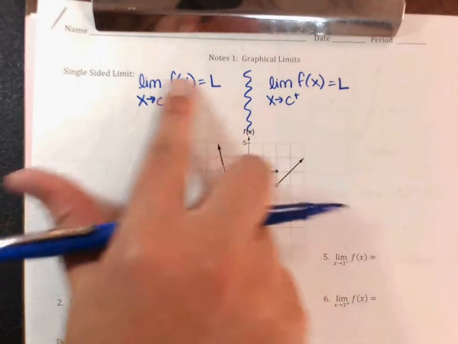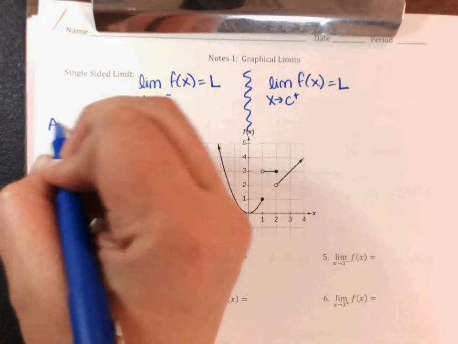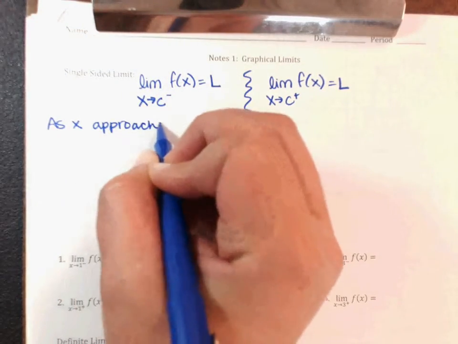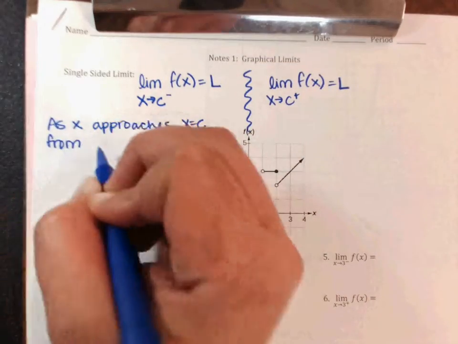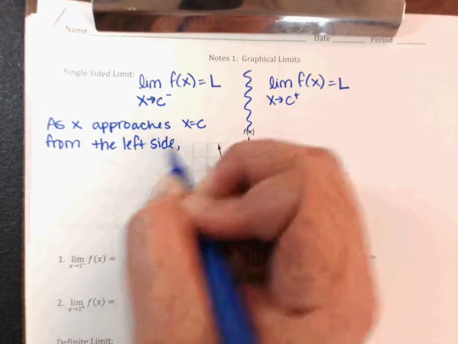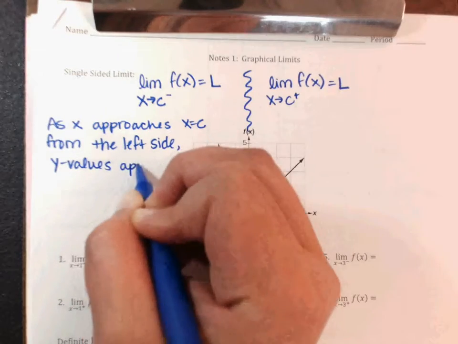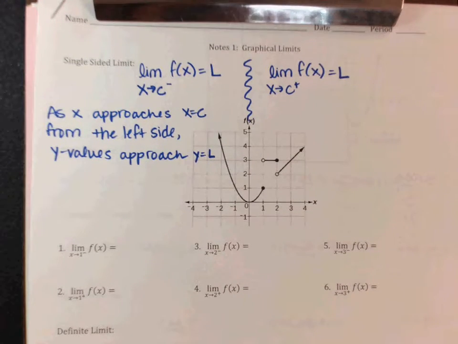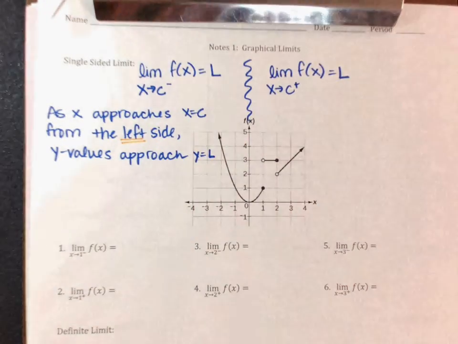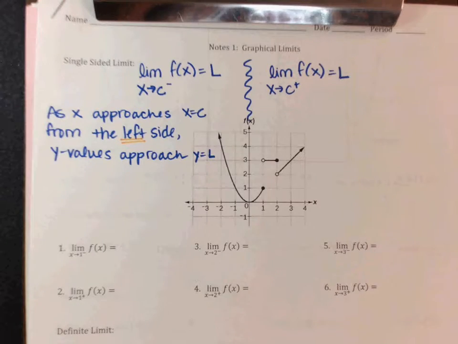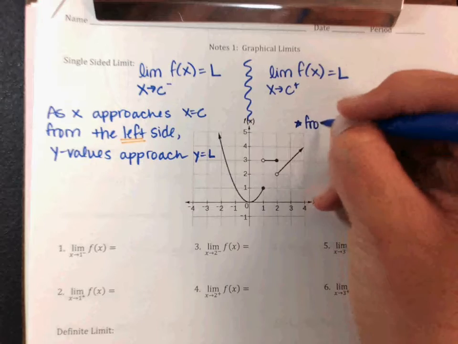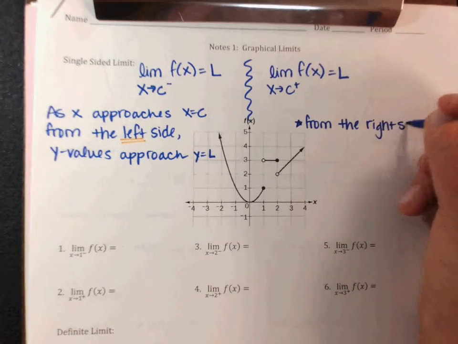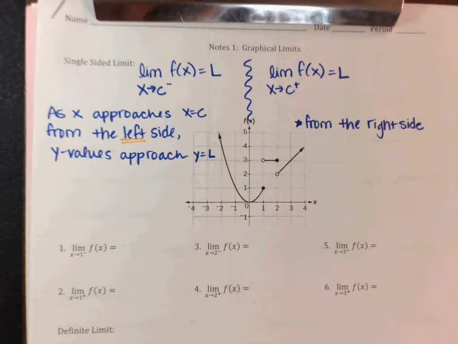Okay, I'm going to give you the definition of this side, and then the other side we're just going to change one word. So, as x approaches x equals c from the left, okay, then I want you to underline the word left. And the other side is exactly the same thing, except instead of left, it's going to be right. So I'm just going to put from the right side. If you would like to go back and rewrite the whole thing, you can, but that's the only word that would be different.